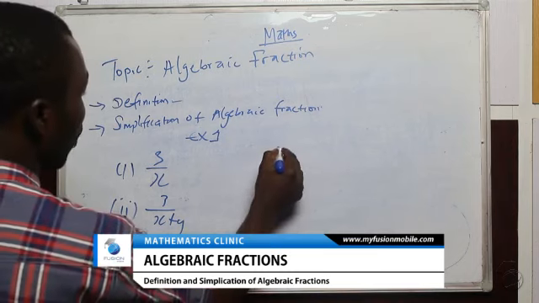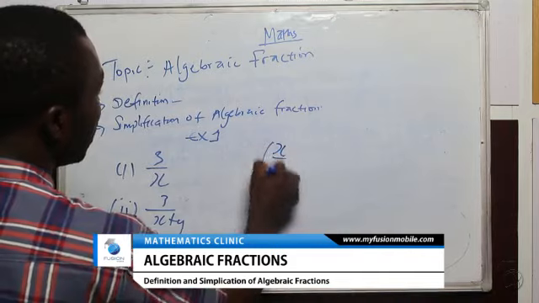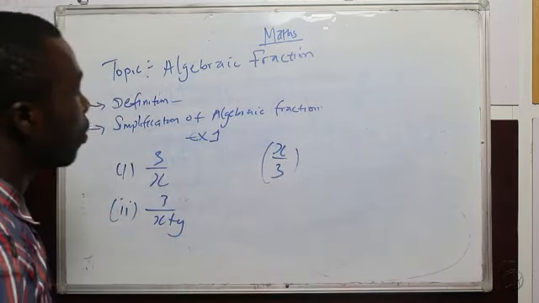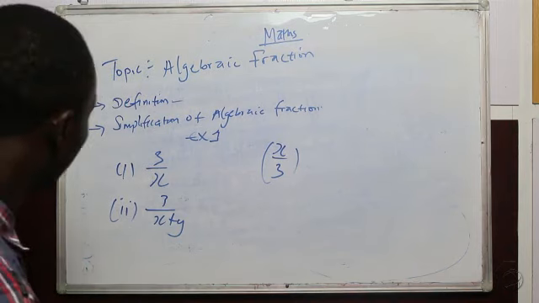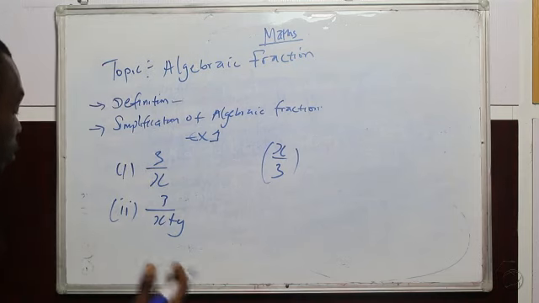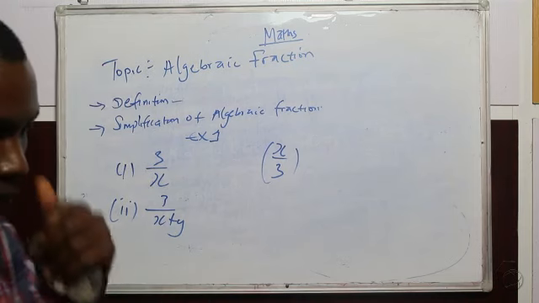For example, if you have x over 3, this is not an algebraic fraction. Therefore, an algebraic fraction has a denominator that expresses its equation in algebraic expression.